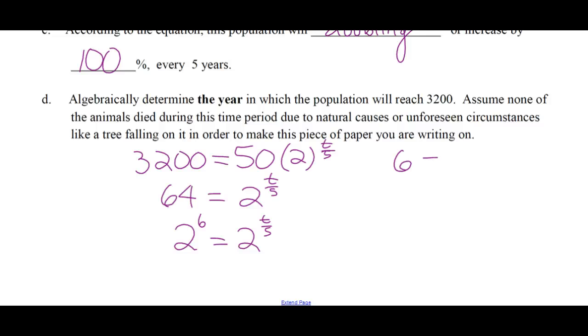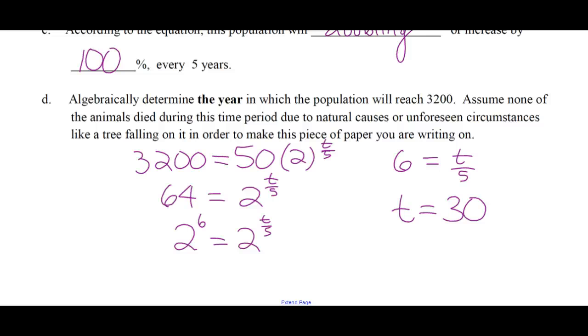So now what do we say? Well, we say 6 is equal to t over 5. So t is equal to what? 30. So it's 30 years, which is 6 doubling periods, right? Because it doubles every 5 years.